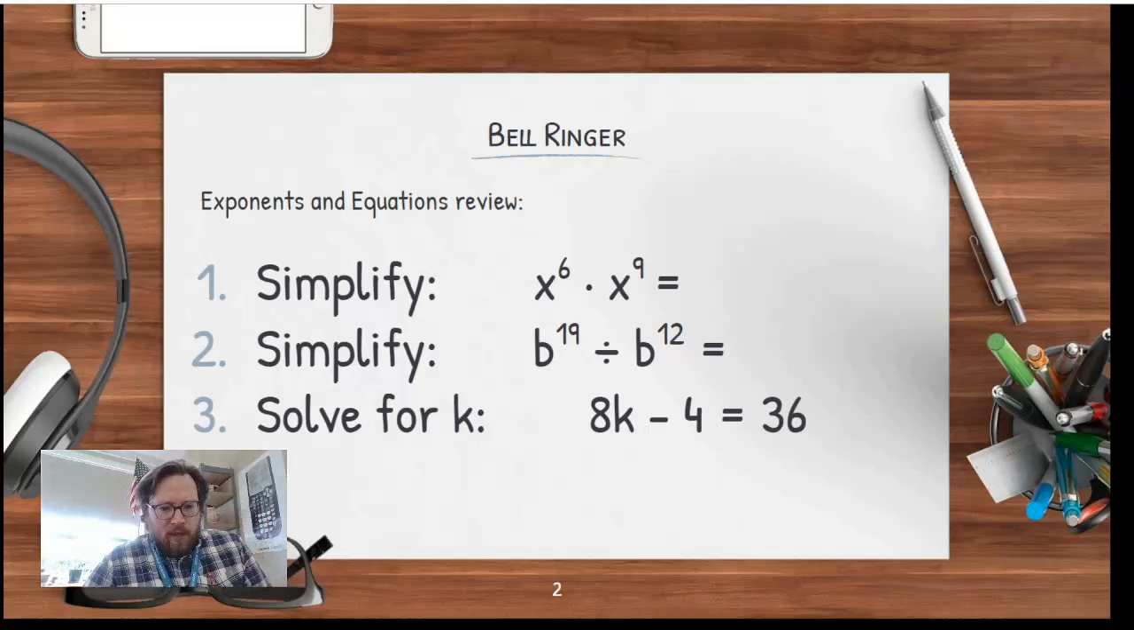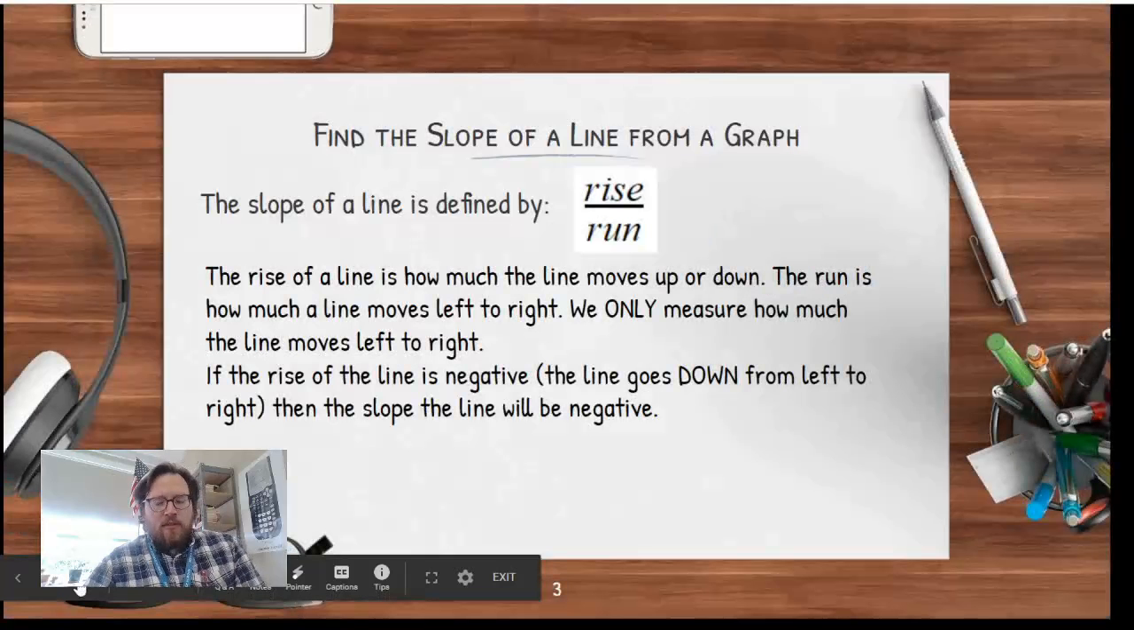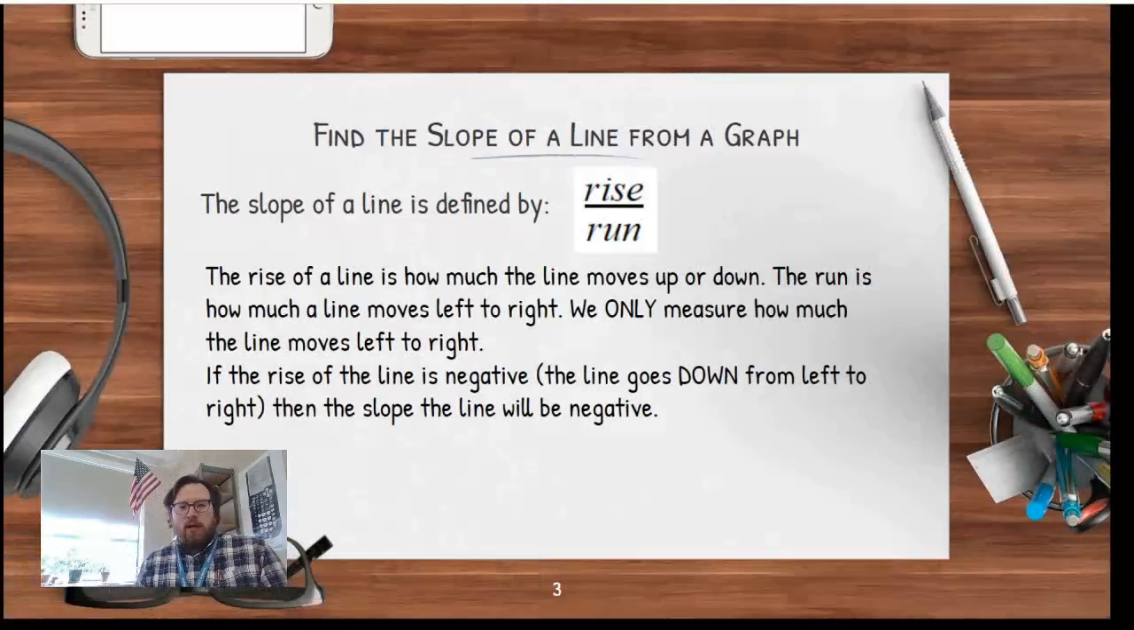Okay, let's see what we have here. The slope of a line from a graph. Okay, so slope of a line is just defined as rise over run. Rise is how much the line goes up or down. Now, normally when we talk about something rising, it means going up. But in math class, rise can be up or down.